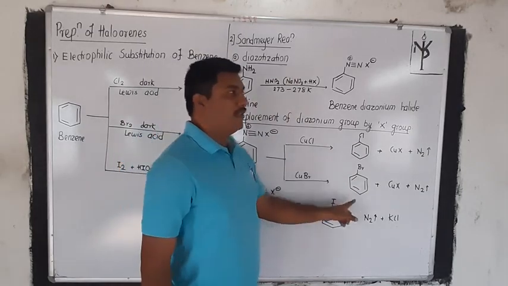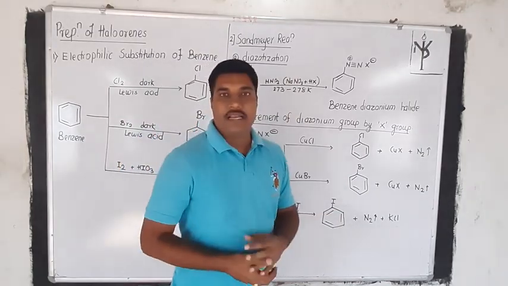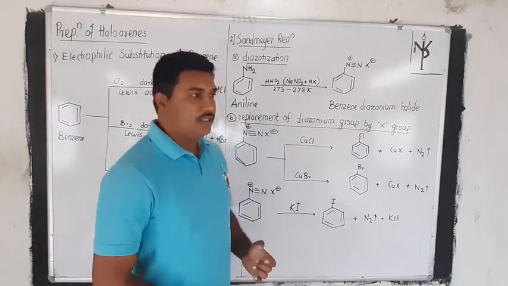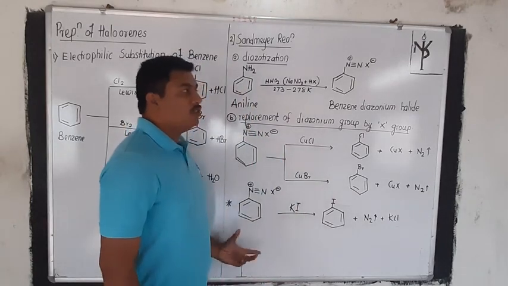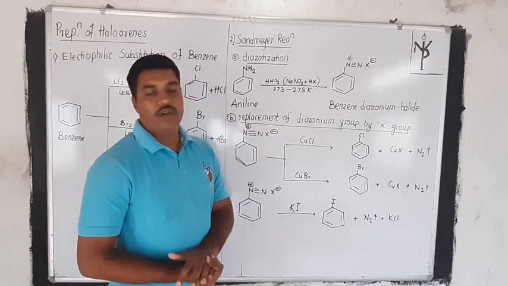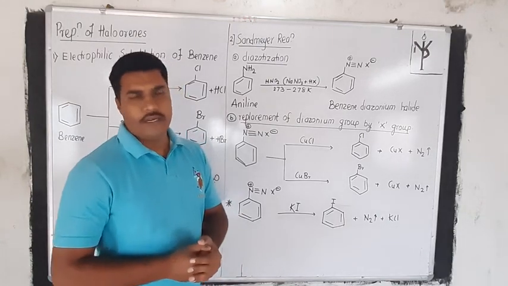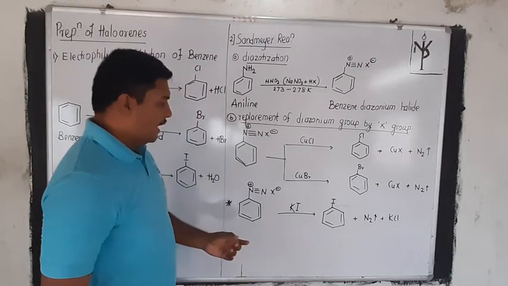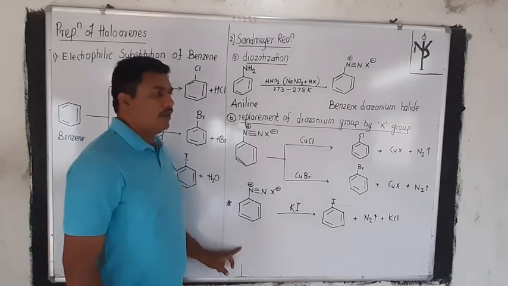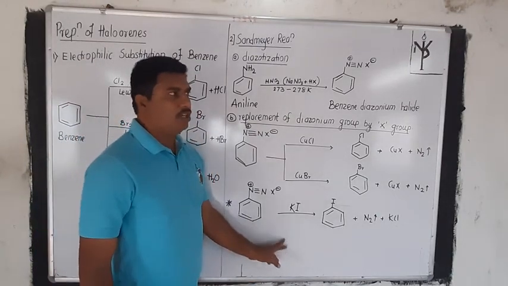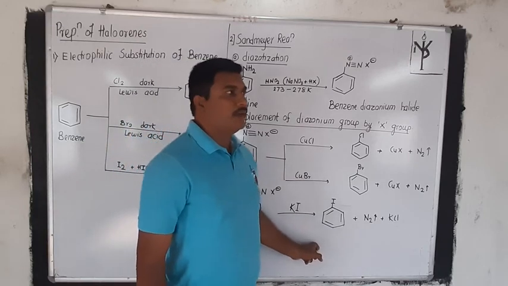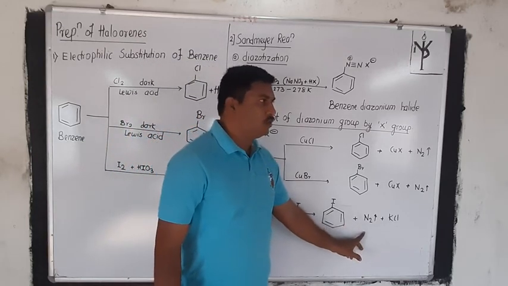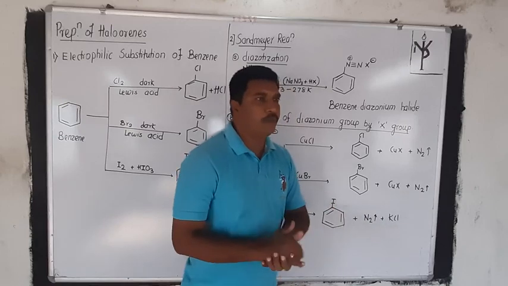In a similar way bromobenzene is prepared. For iodobenzene preparation, a simple different technique is used, not cuprous chloride and cuprous bromide. It uses potassium iodide. Diazonium halide reacts with potassium iodide and produces iodobenzene, with nitrogen gas and KCl.